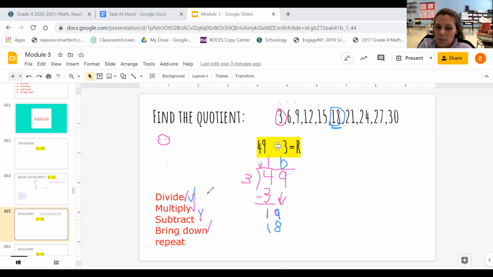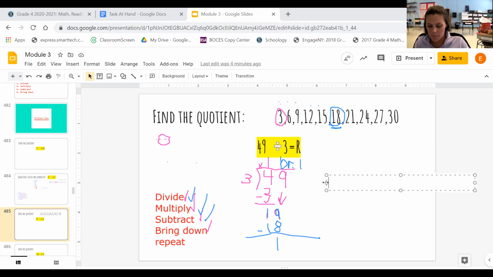Then after I multiply, I'm going to subtract. 19 minus 18 is 1. Do I have anything left to bring down? No. Can I have 1 cookie and take 3 away? No. So that's our remainder. So the value of R is 16 remainder 1. All right. Nice job, guys. Let's keep working.